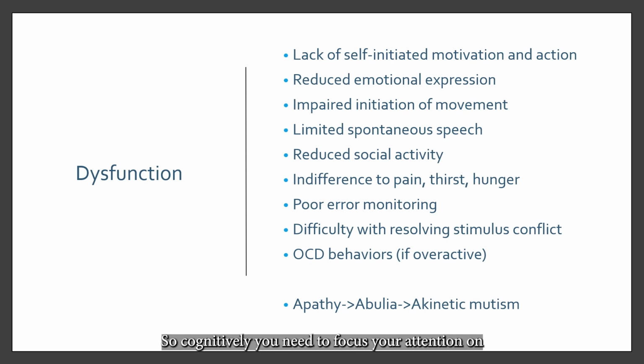So cognitively, you need to focus your attention on task relevant aspects of a stimulus and ignore things that are not relevant, even if they're conflicting. If this is overactive, it's associated with obsessive and compulsive behaviors. So apathy is what you can see with more minor dysfunction in this circuit. Abulia is a more severe version of that. And akinetic mutism is the most severe reflection of damage to this circuit.